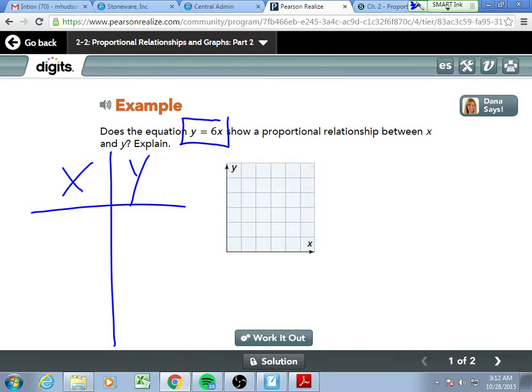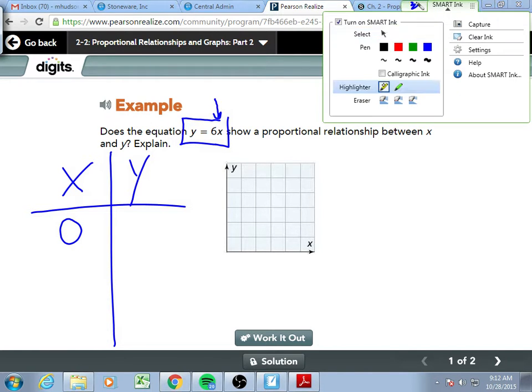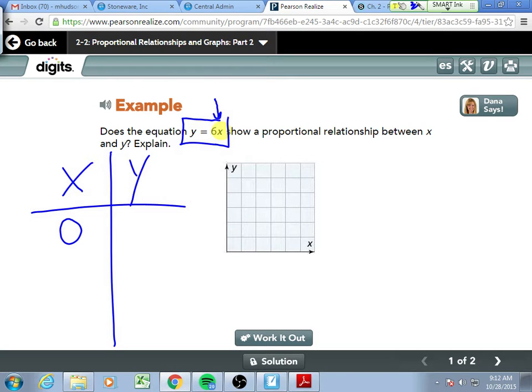Somebody asked about this yesterday: what about if x is 0? Because we were looking at a relationship where we had made the equation. Every time we choose an x, it will plug in and spit out my y. So 6 times 0 would be 0. If I make x 1, 6 times 1 is 6. If x is 2, 12. If x is 3, 18. Then plot those points on your graph and determine whether it is or is not proportional.